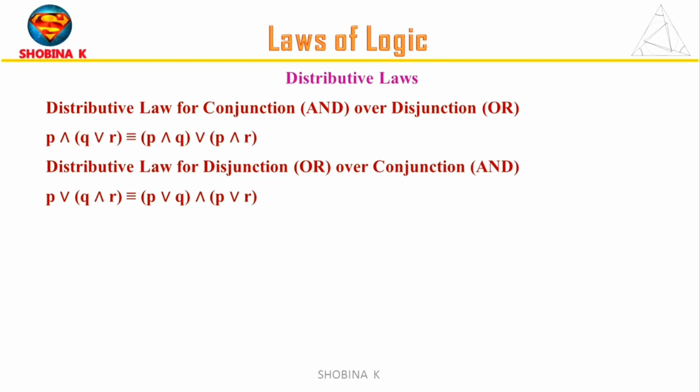And next we have P or (Q and R) is defined as (P or Q) and (P or R). This law states that the disjunction of the proposition P with the conjunction of Q and R is equivalent to the conjunction of the disjunction of P and Q with the disjunction of P and R.